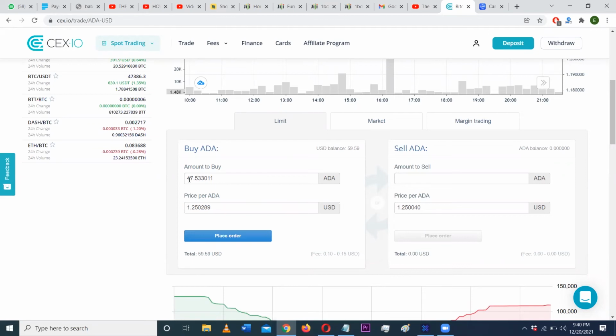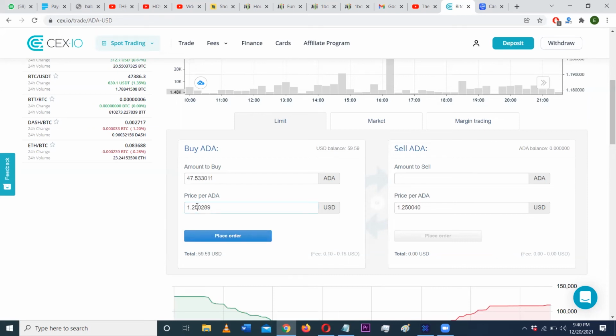I don't know if it makes sense, but I think I explained this earlier. Somebody asked a question and I explained it. So price of Cardano is 1.25. If I buy $59 worth, I get 47 Cardano. So I'm placing an order at the current price. Just like I explained earlier, you can also select your own price.